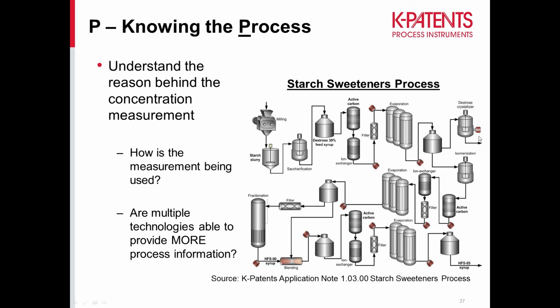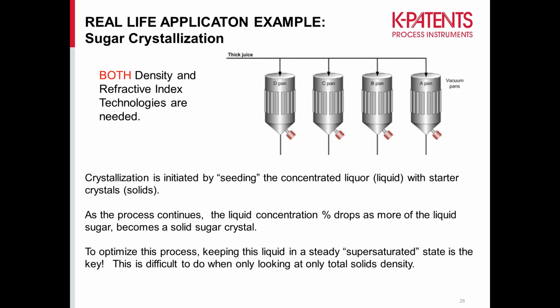So what we have is a thick juice going into these sugar pans or vacuum pans, 1 through 4. And the crystallization is initiated by seeding that concentrated liquid by using a starter crystal, which is a solid. So as you reach a concentration level that's optimum, you seed the liquid material, and the crystals start to form. As that process continues, that liquid concentration percentage starts to drop as more of the liquid sugar starts to become a solid crystal sugar.